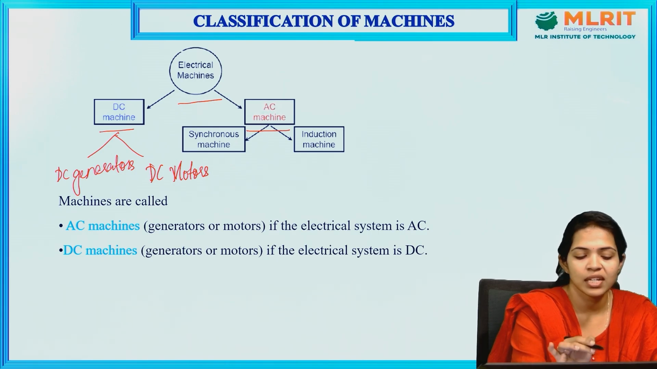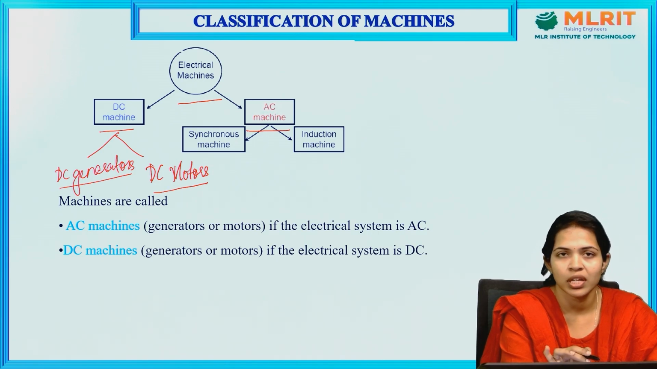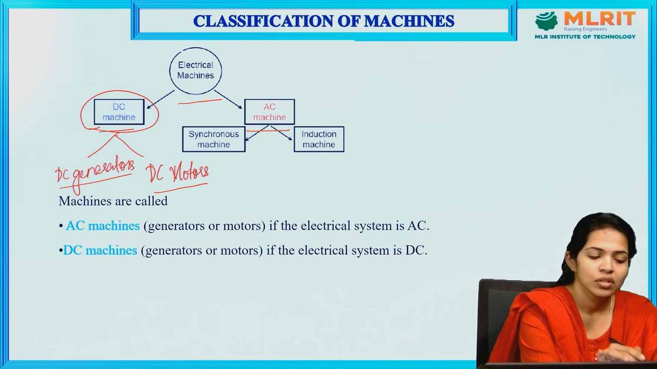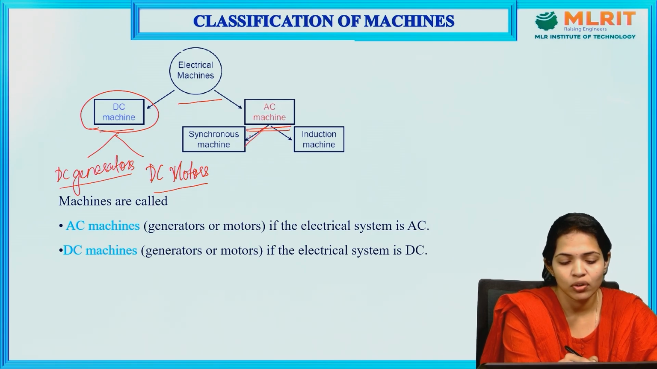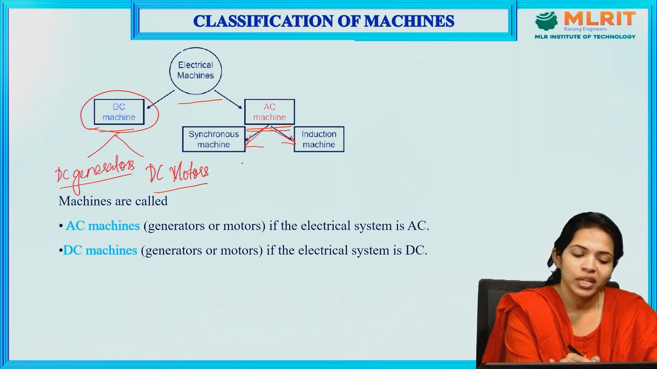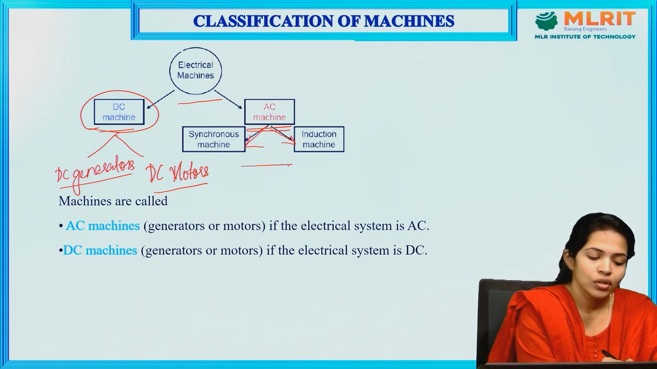As discussed in the learning objectives, we will be clearly studying about their types, construction and working principle under the DC machines topic. And we also have the other classification, AC machines. AC machines are broadly of two types, synchronous machines and induction machines, which will be the next level of topic after the DC machines.